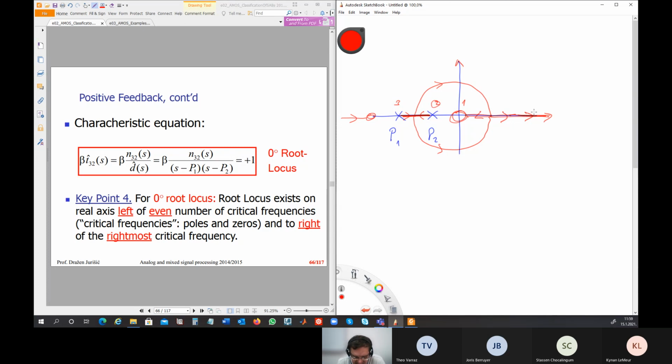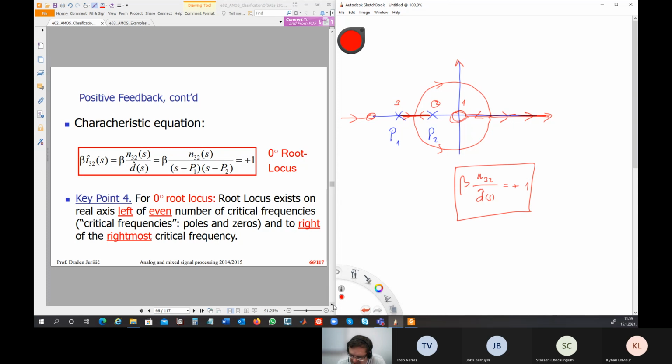And this is the characteristic equation. Beta N32 over D hat is equal to plus 1. So it again starts in the characteristic zeros of D of s and finishes in zeros of N32 of s. Okay.